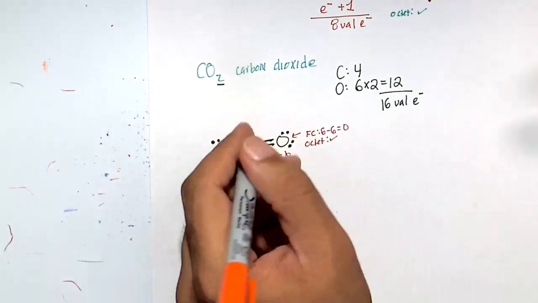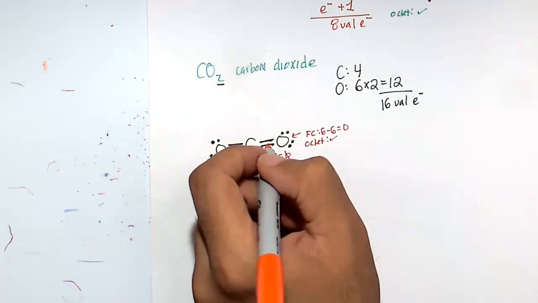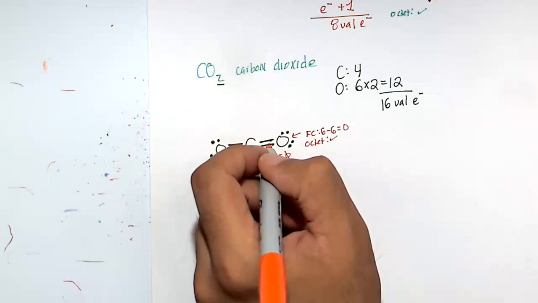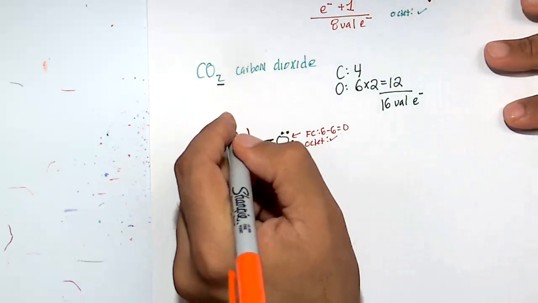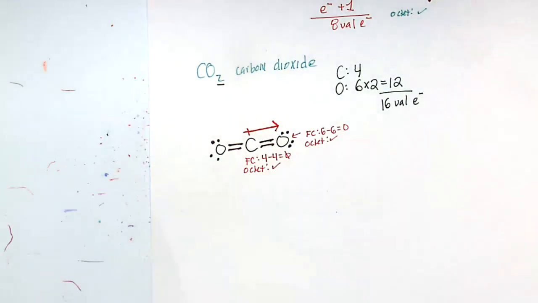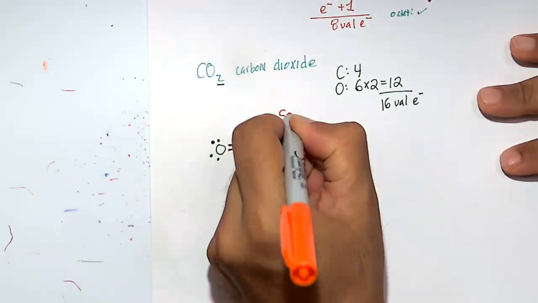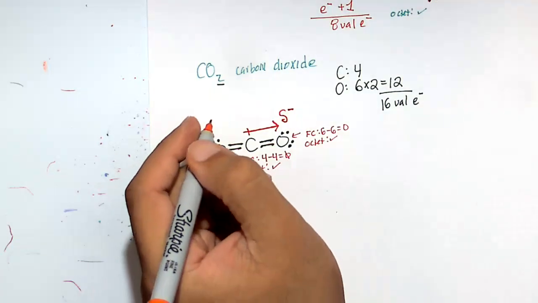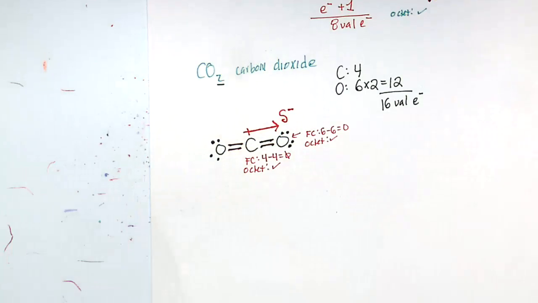All right, another thing I want to tell you: you see this C double bond O? It's not a 50-50 sharing. Even though it's a double bond, it's not equally shared. You see this oxygen is one of those electronegative elements. This oxygen is going to pull this way. It's pulling, and it's going to be partial negative because oxygen is an electronegative atom.